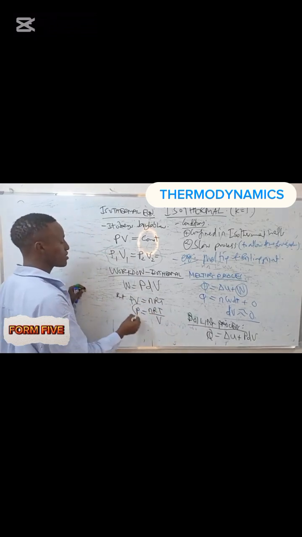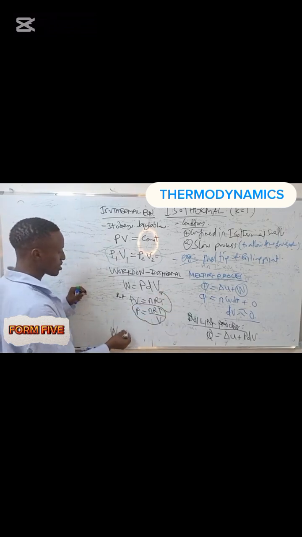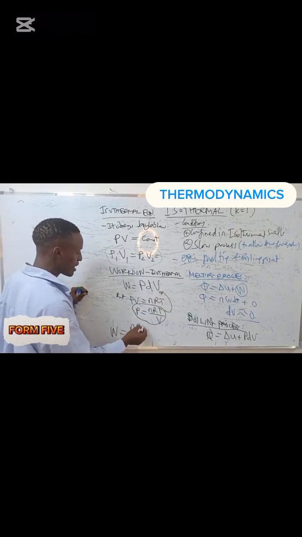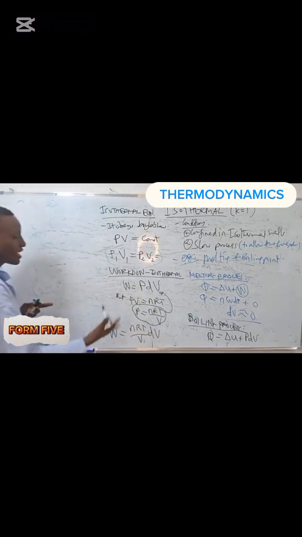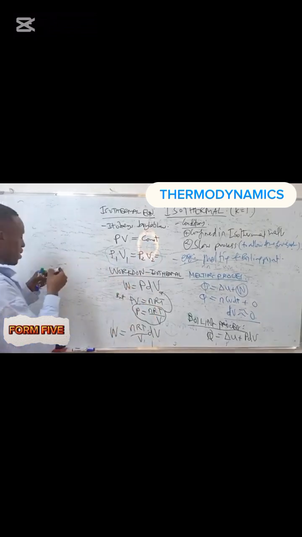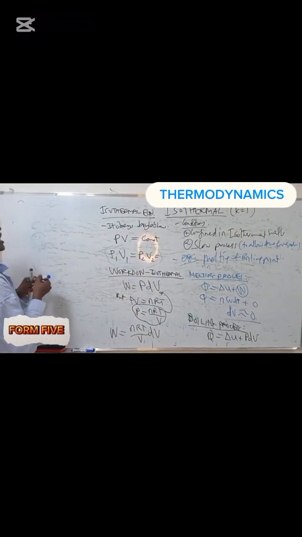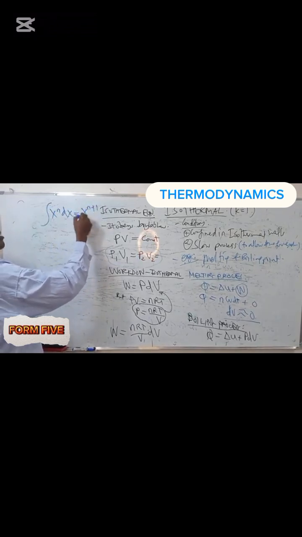So you substitute this into this one. The work done is now equal to nRT over V, dV. And then you integrate for that volume. When you integrate V dV, you know about the integration, I told you PCB. Let me repeat here. When you integrate x^n dx, this means it's x^(n+1) over n+1.